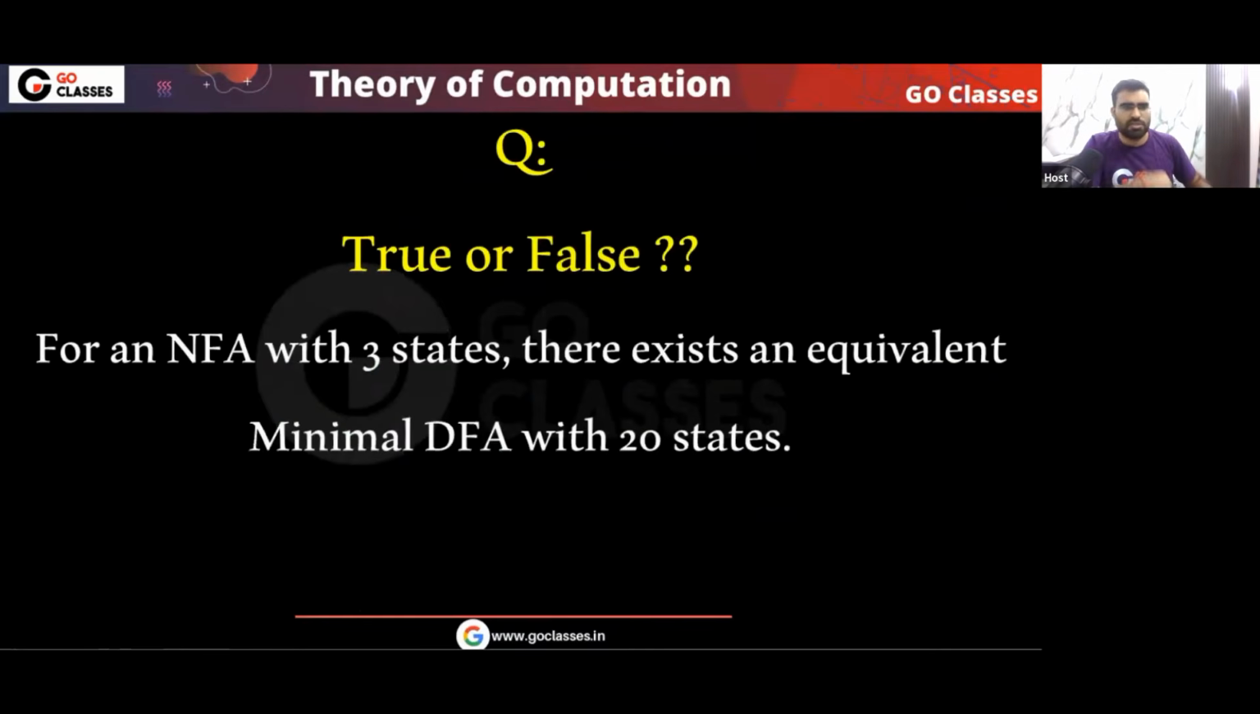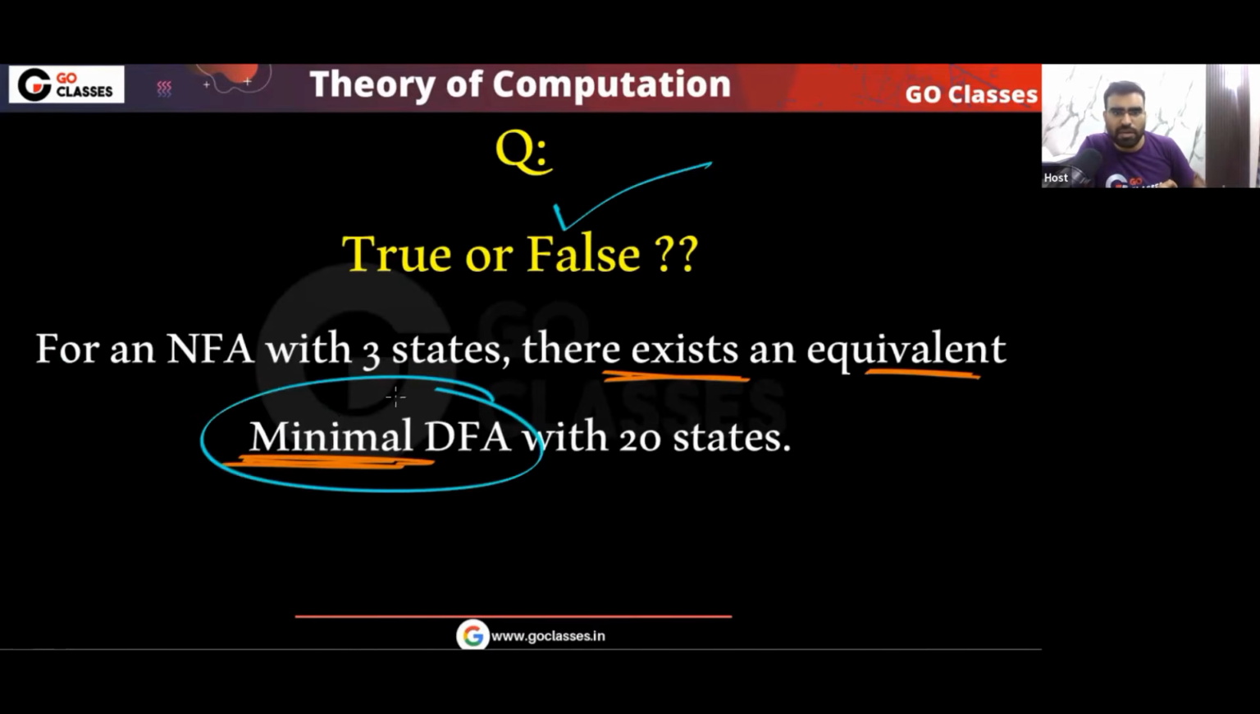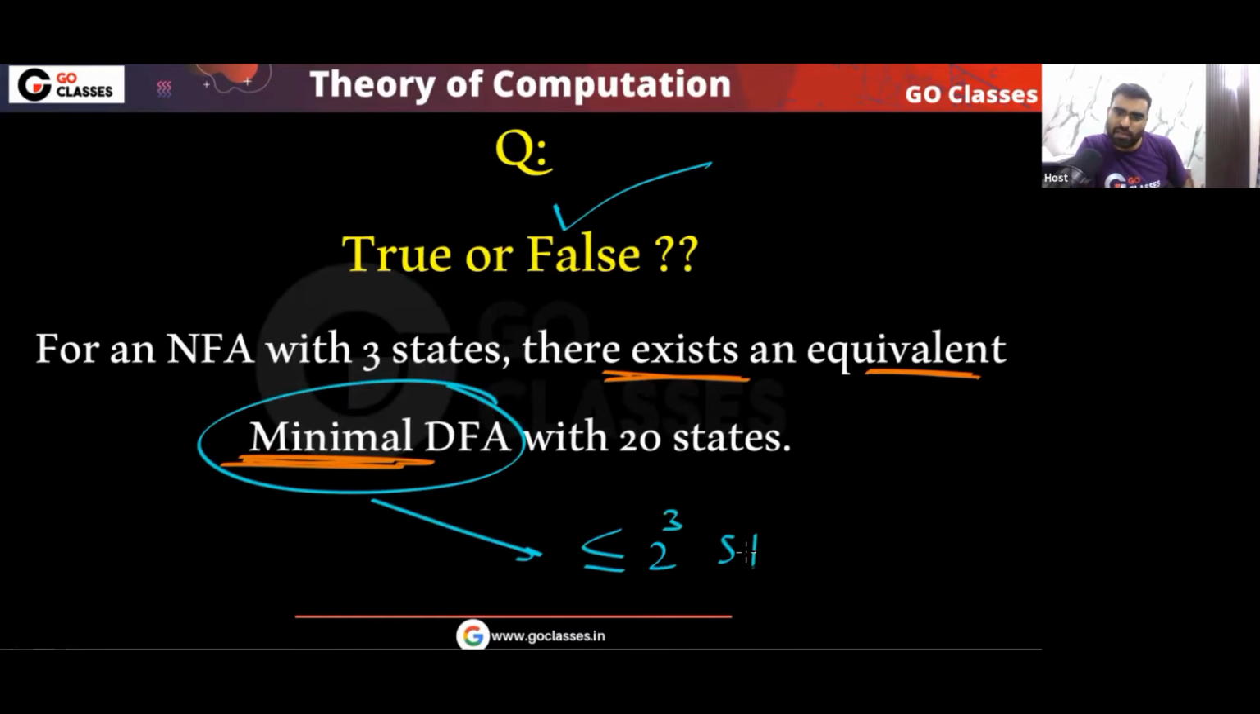Let me ask you the next question. Tell me the answer for this question. You have an NFA with 3 states. There exists an equivalent minimal DFA with 20 states. This statement is false. Yes or no? Because remember, the equivalent minimal DFA will have less than or equal to 2 power 3 states.